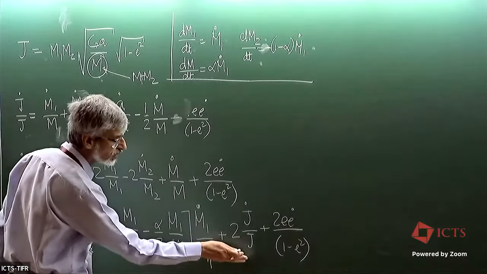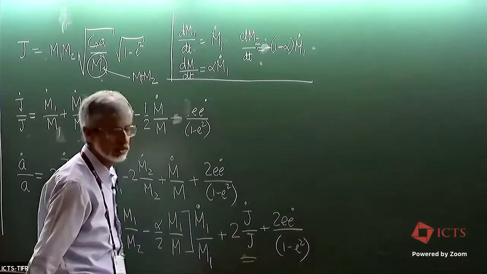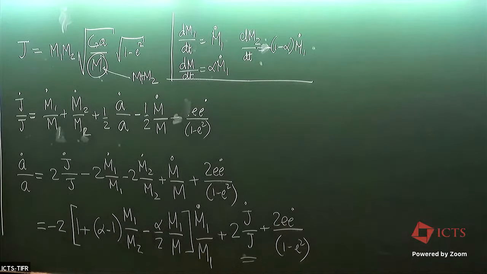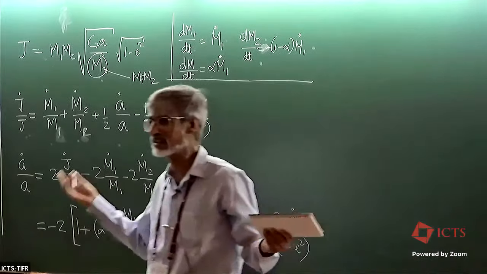But remember, there is also this quantity 2J dot over J. So this represents the loss of angular momentum from the system. Why would the system be losing angular momentum? Is the net angular momentum of the binary being lost? Give me at least one reason.